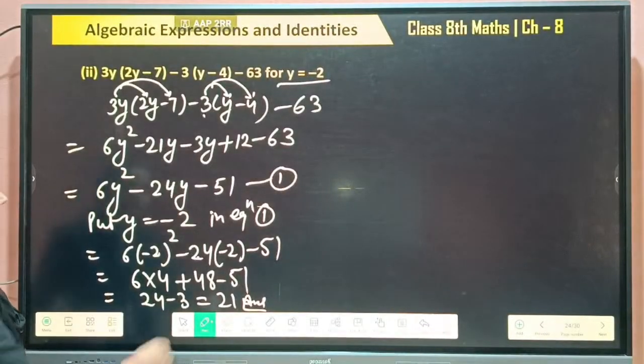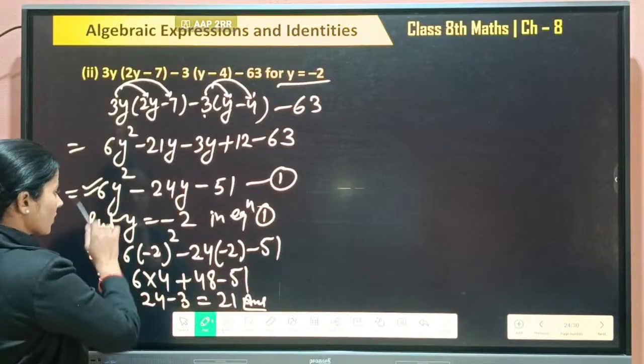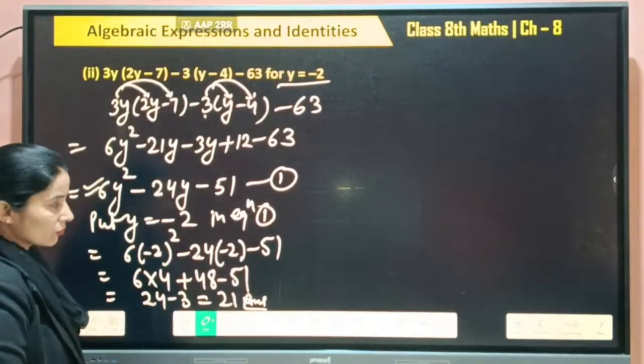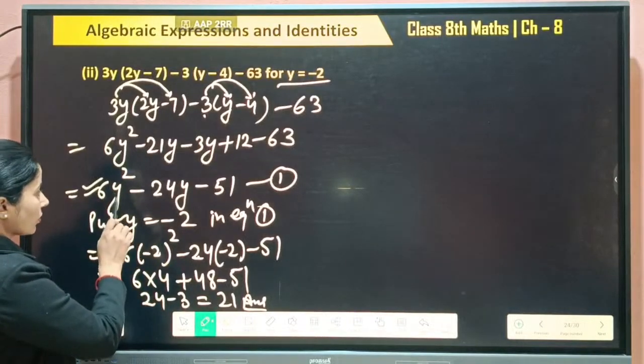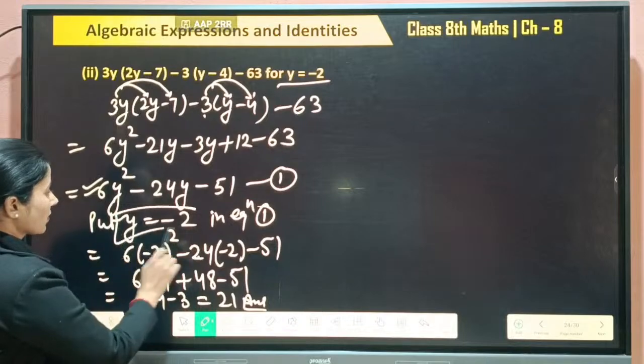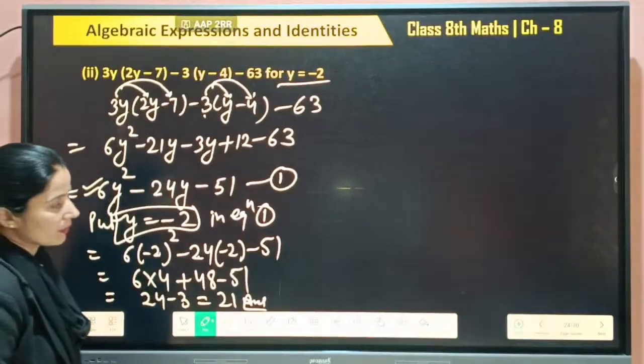So first of all, you have to simplify. After that, in the simplified expression, you have to use this value, y equals minus 2. Means in your expression, where you get y, you replace that y with minus 2. And then simplify, you will get your answer. Second part is also completed.